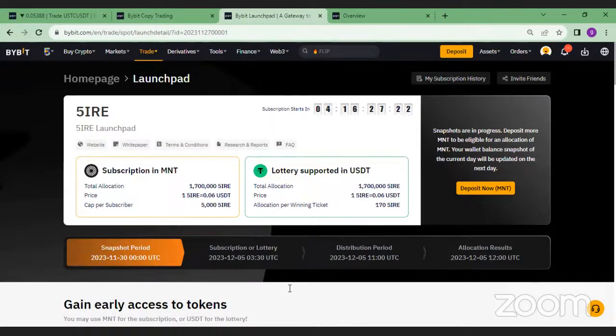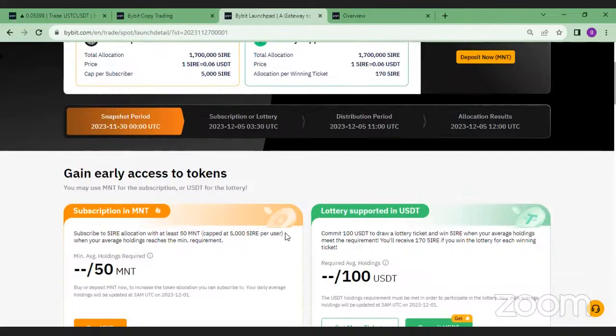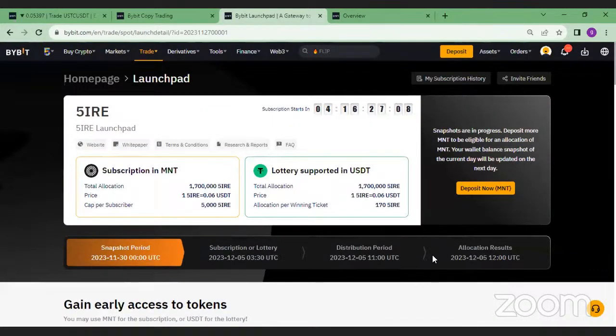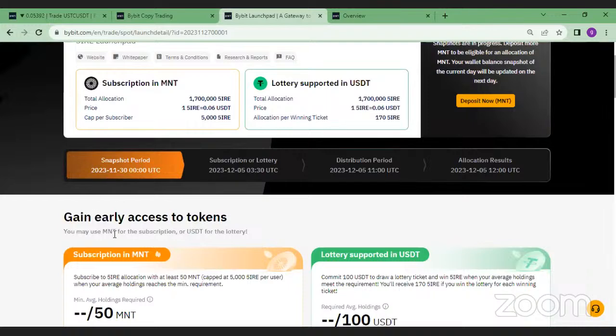If you are using the Bybit app, on your home page, click on More. Just scroll down and you'll see somewhere it says Launchpad. Click on it and it takes you to this page. Just click on Join. So once again, just to remind you, the snapshot is going on. We'll start in a few minutes from now.